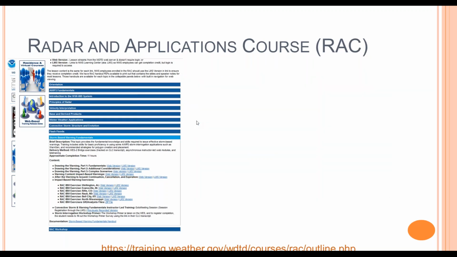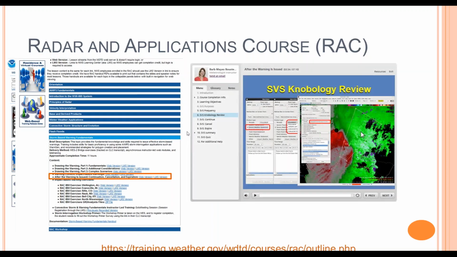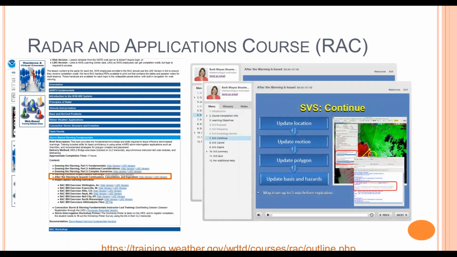Finally, the 5th module in our series is focusing on what to do after a warning is issued. And this was new in 2018. We had never before trained really on SVSs. So we've got a module now that focuses on using SVSs for follow-up statements, cancellations, and expirations. And it teaches what the directives require for updates and also some best practices using these SVSs as an IDSS and communications tool, and a little bit of the methodology of how to use them.